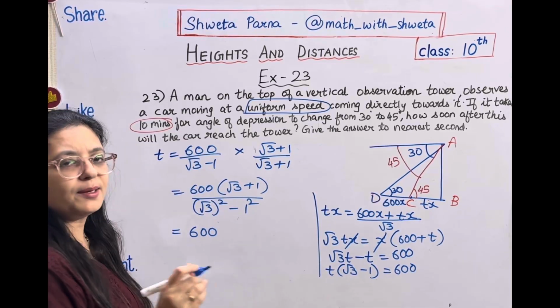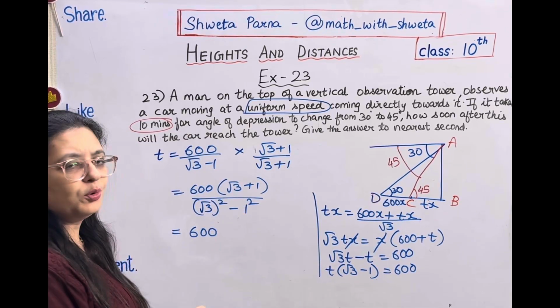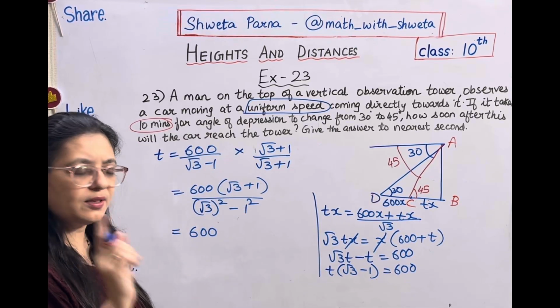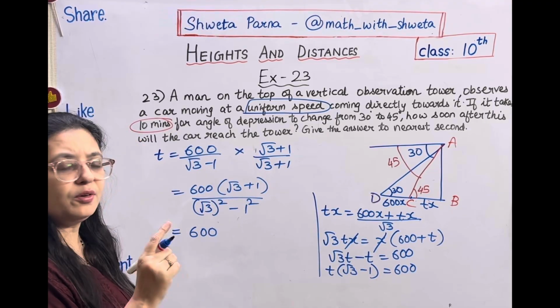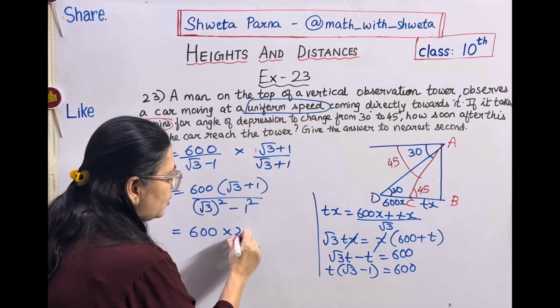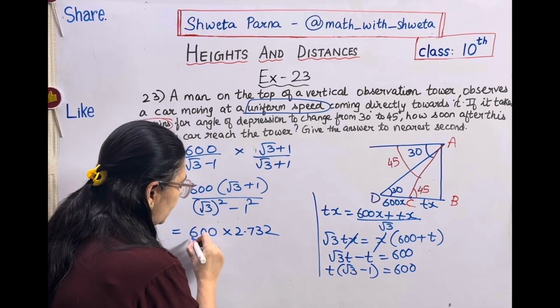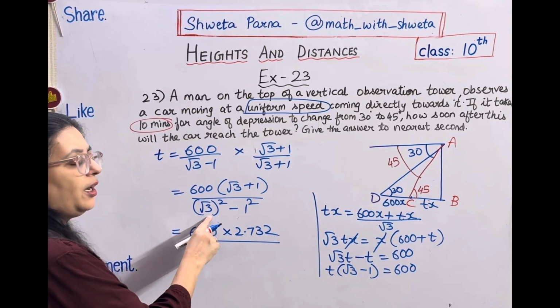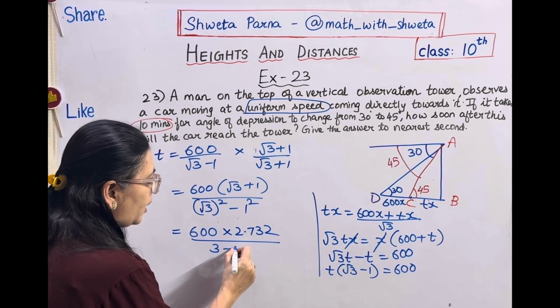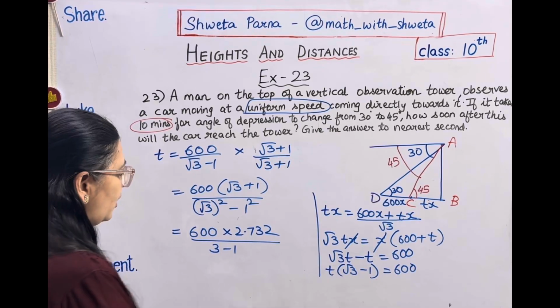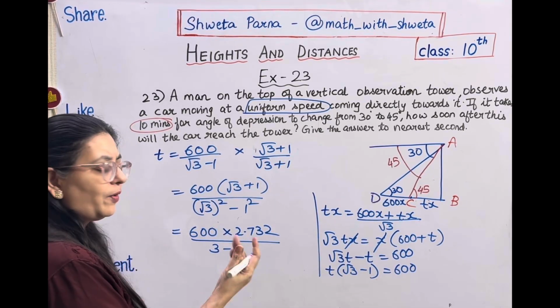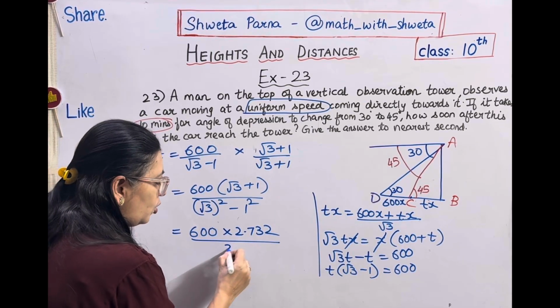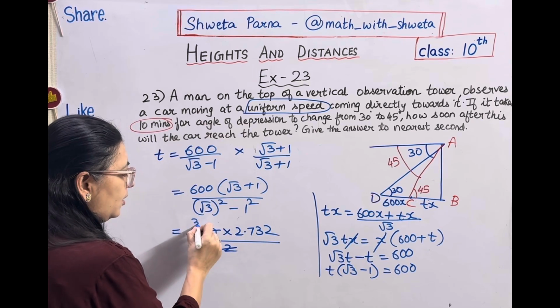Now, here you can substitute the value. What is the value of root 3? 1.732 plus 1, it would be 2.732. The whole upon root 3 into root 3 is 3 minus 1. Okay. So, root 3 minus 1, what value you will get? You will get 2. Now, it becomes easier.